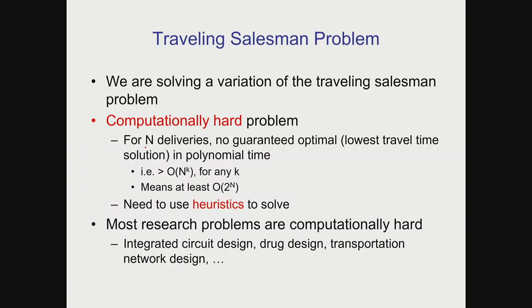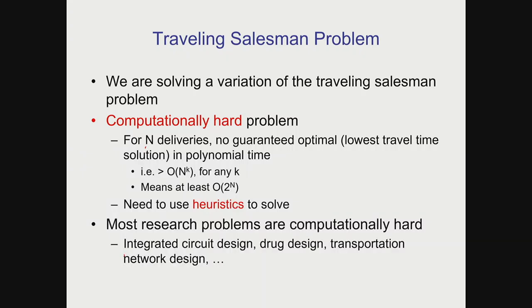Okay, so most research problems, if you actually work on algorithms, are computationally hard. That's where people spend their time. If there's a perfect solution, people just use it, right? They have to be able to code it in their domain, but then they're kind of done. And these come up in all sorts of domains.